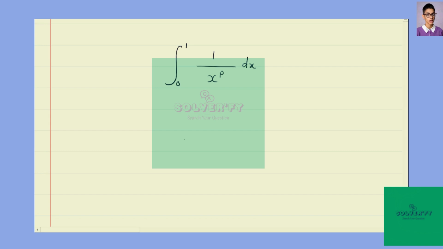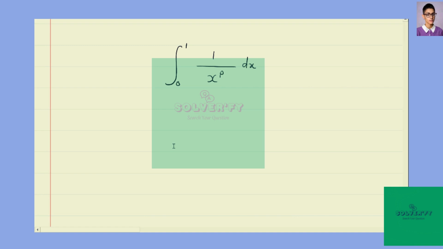Now, if the value of p is less than 1, that means that p is negative or 0. So there's a very high probability that the whole of the x to the power p goes up. Okay, so that will make the integral converge.